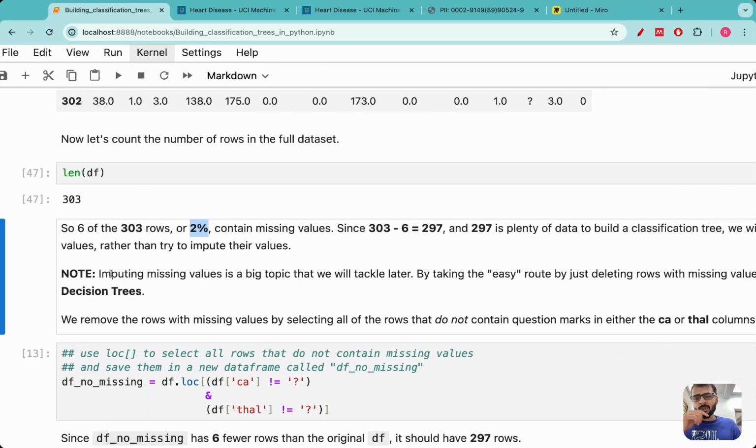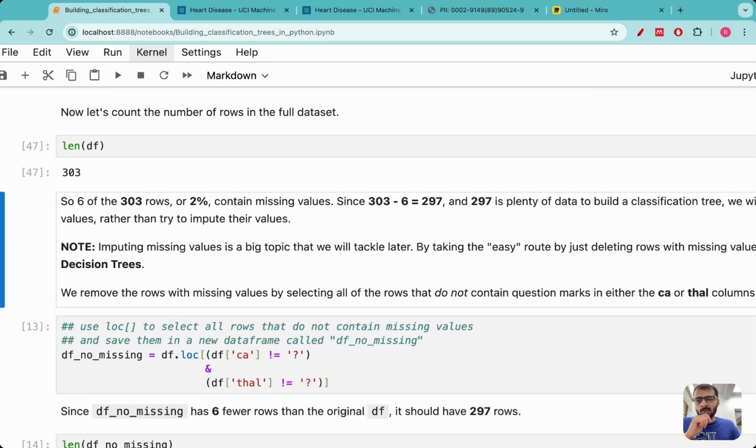One thing to note here, which Joshua has also added, is that imputing missing values is a big topic. So we are not going into details about that here. Just a quick framework to decide which one is better, removing the values or imputing. In this case, it's totally fine to remove these rows.